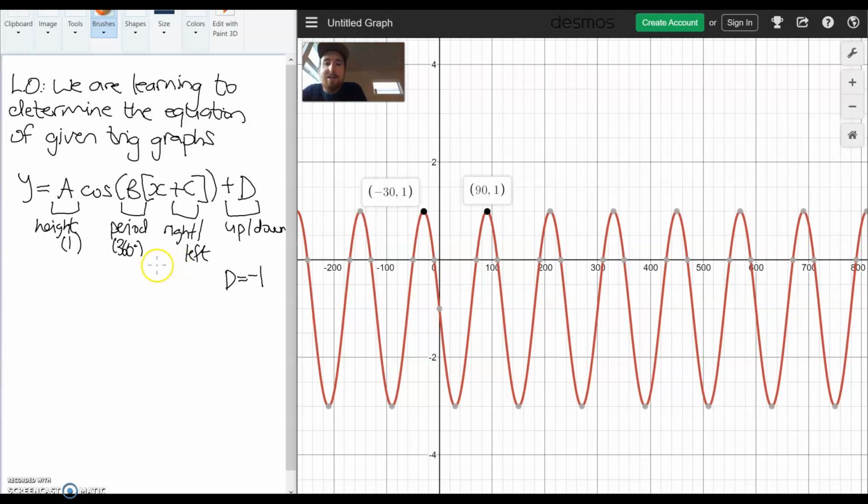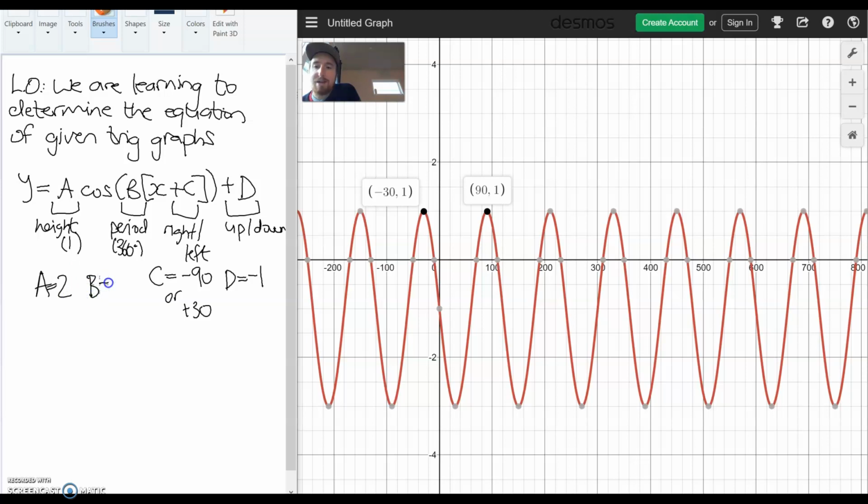So in our case, the C value could be -90 or +30, depending on which way you went, because that graph is symmetrical and could go either way. All right, we'll go to A, the height or the amplitude. We can see this amplitude is meant to be 1, so it's meant to have a height of 1, but here it's clearly got a height of 2. That means it's been multiplied by 2, so our A value is going to be 2.